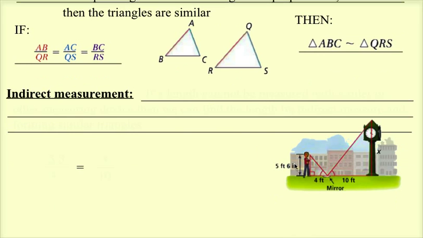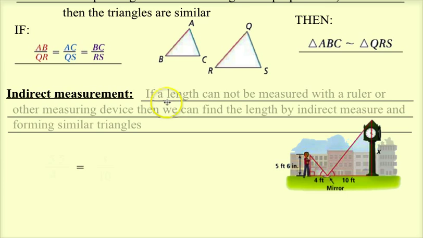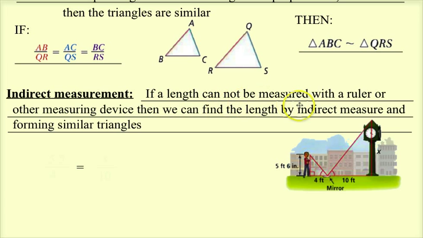Sometimes we can use this if I'm trying to indirectly measure something. So indirect measurement says, if the length cannot be measured with a ruler or other measuring device, then we can find the length by indirect measure, forming similar triangles. Like if I wanted to measure the height of this clock, I can't really take a tape measure and climb up and measure the height. But what I can do is sort of set up a similar triangle.